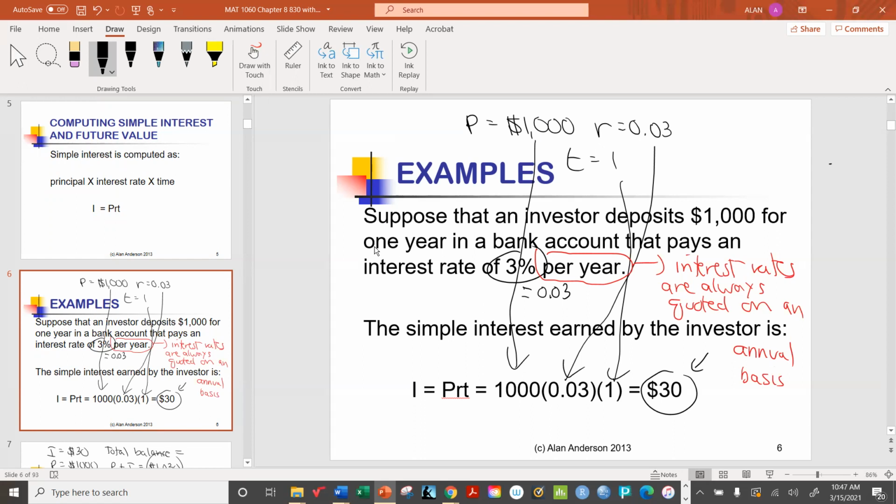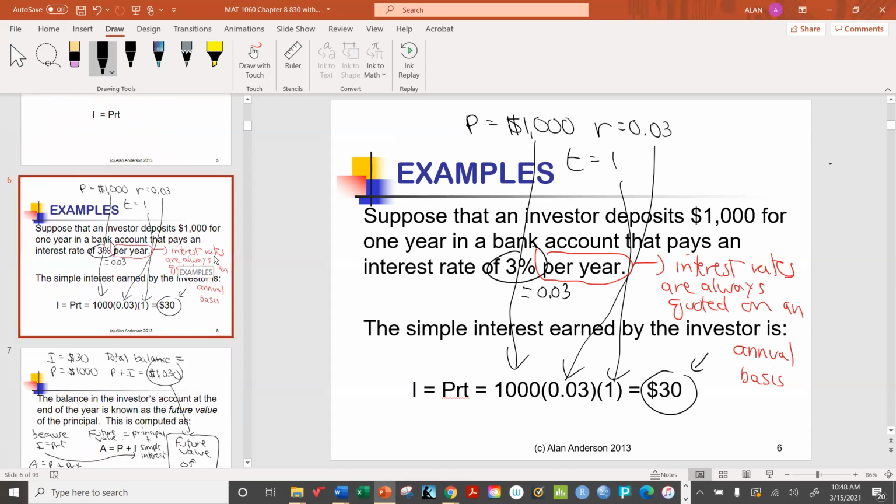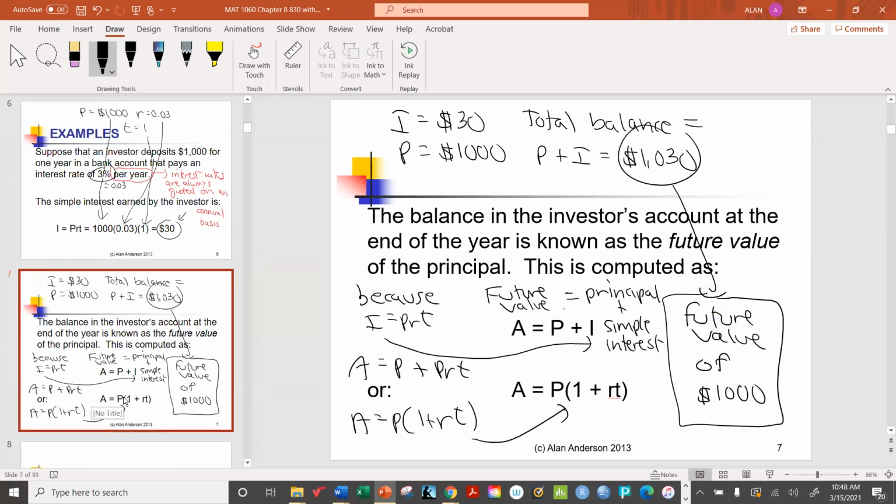All right, now what we also did with this information is we calculated the future value of this investment. In other words, we know that we earn $30 in simple interest. How much do we have in our bank account when the year is over? Well, for that, we have to include both the interest and the principal that we started out with. So we can't just ignore that. The interest is $30, but we actually have in our account more than that. In fact, we end up with $1,030.